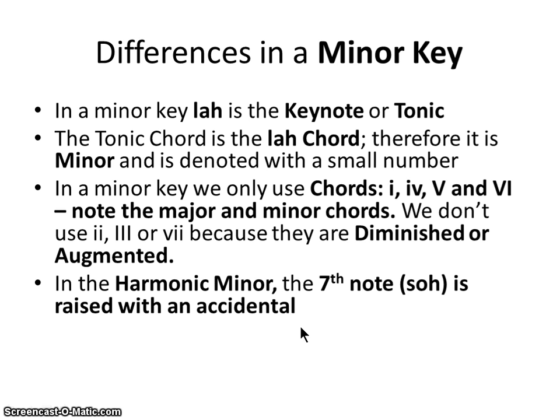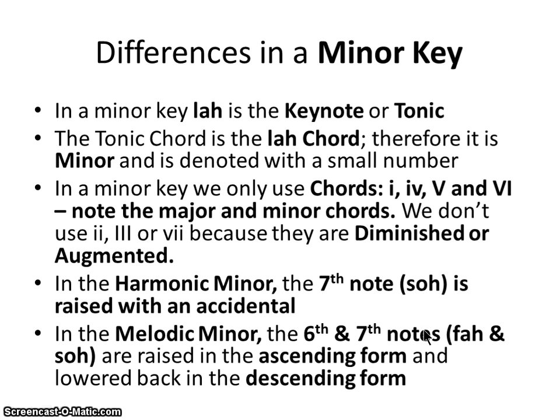In the harmonic minor, the seventh note, which is So, is raised with an accidental. And in the melodic minor, the sixth and seventh notes, Fa and So, are raised in the ascending form and lowered back in the descending form.